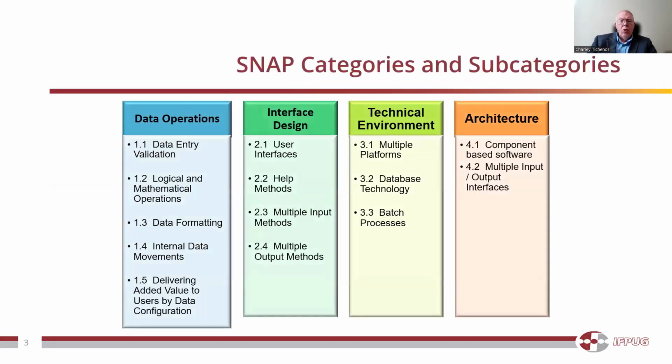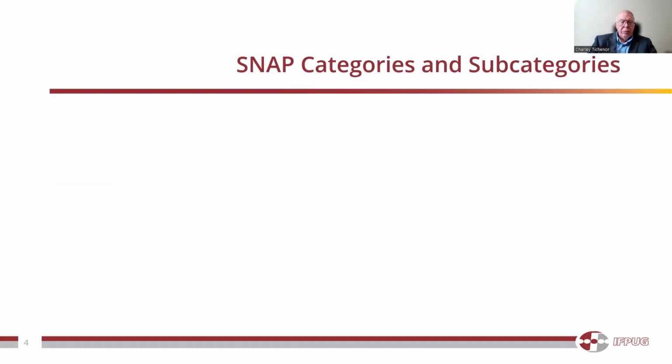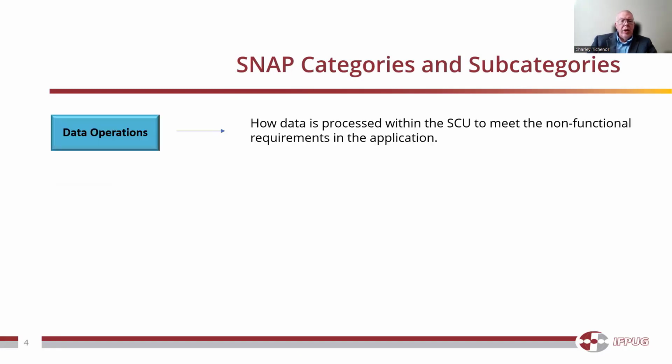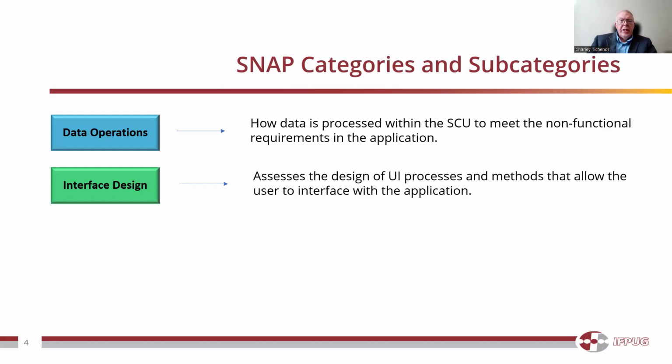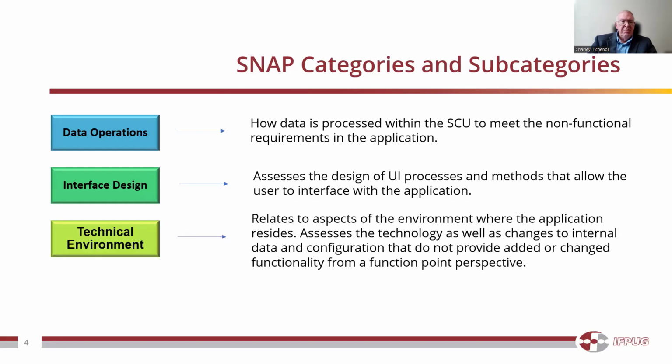Here are our 4 categories and 14 subcategories, and let's talk about each one of these now. The first category is data operations. This is how data is processed within the SNAP counting unit to meet the non-functional requirements in the application. The second is interface design. It assesses the design of user interface processes and methods that allow the user to interface with the application.